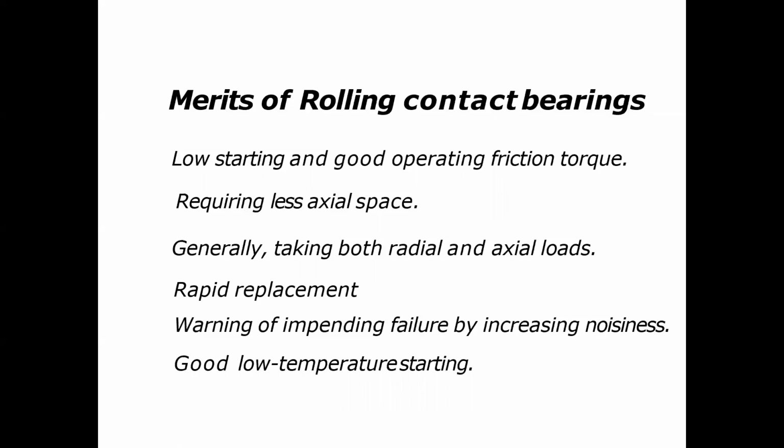In case of sliding contact bearing, if there is a thrust load, then the general bearing cannot sustain that thrust load. You have to again install a thrust bearing separately for carrying this thrust load. But in case of rolling contact bearing, they can sustain both radial and axial load. The replacement, or you can say maintenance of the bearing, is very easy. Okay. Warning of impending failure by increasing noisiness. In case of rolling contact bearing, what is happening when the bearing is getting failed?